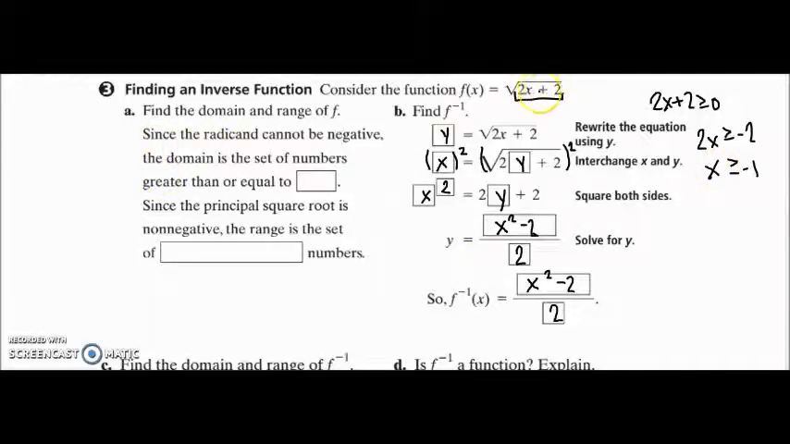So, since the radicand, remember that's the thing underneath the radical, can't be negative, the domain is the set of numbers greater than or equal to, well, what are they equal to? Negative 1. Okay? Since the principal square root is non-negative, meaning it could be 0 or positive, the range is the set of non-negative numbers. So all the things that we could get out of here could either be 0 or positive numbers, non-negative.